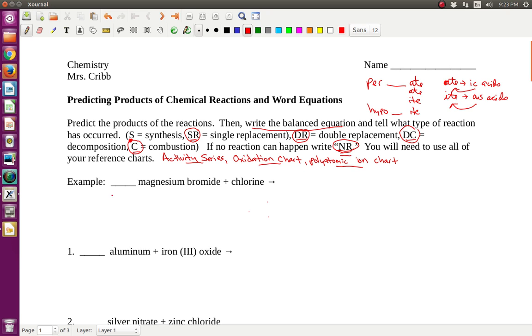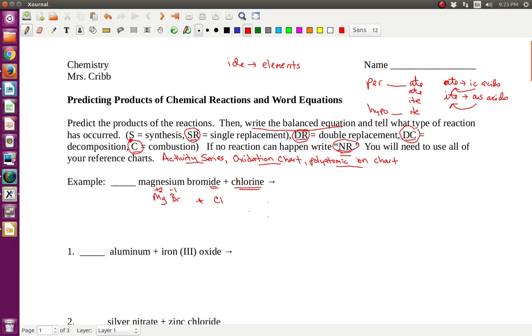All right, let's start off with the example. Magnesium bromide. First you have magnesium, Mg, and bromine. Remember, the "ide" endings mean that these are just elements. So "ide" endings mean you only have elements. It's not a polyatomic ion or an acid. And magnesium has a +2 charge if you look on the oxidation chart, and bromine has a -1 charge. And then chlorine is Cl, but chlorine is diatomic.